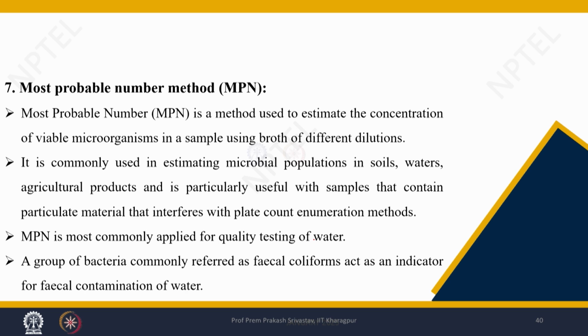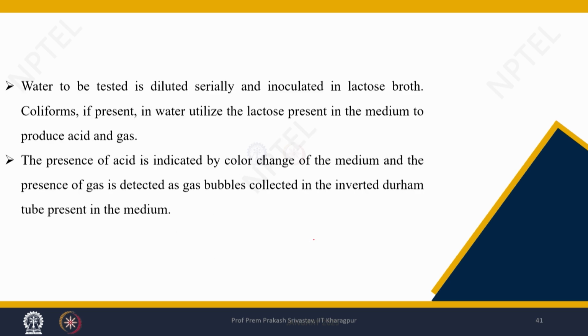A group of bacteria, commonly referred to as fecal coliforms, act as an indicator for fecal contamination of water. Water to be tested is diluted serially and inoculated in lactose broth. Coliforms, if present in water, utilize the lactose present in the medium to produce acid and gas. The presence of acid is indicated by color change of the medium, and the presence of gas is detected as gas bubbles collected in the inverted Durham tubes present in the medium.